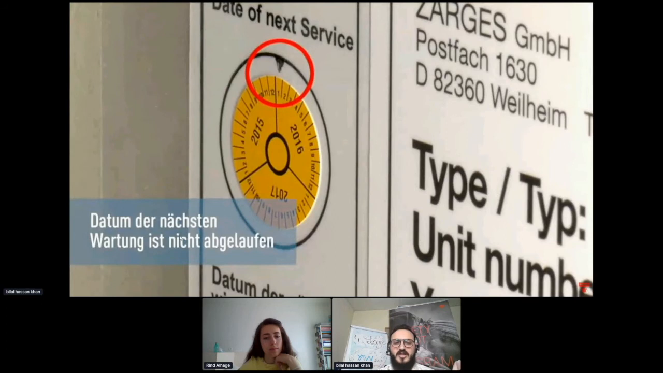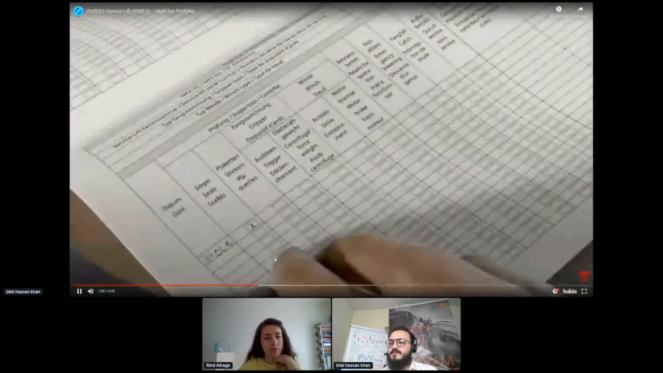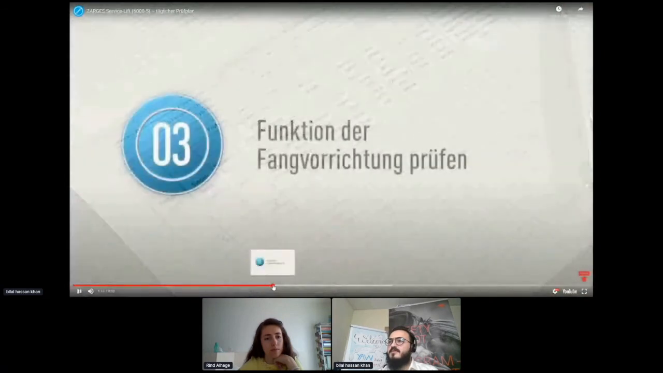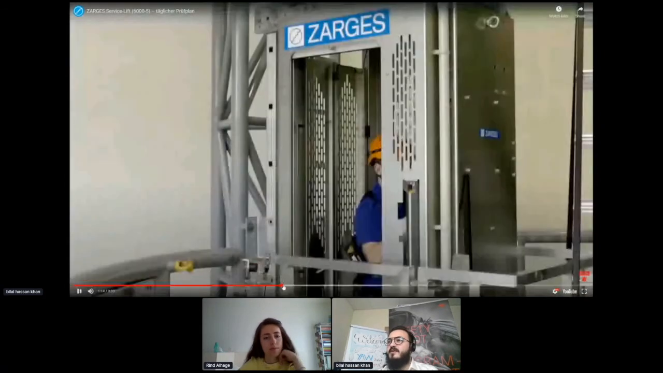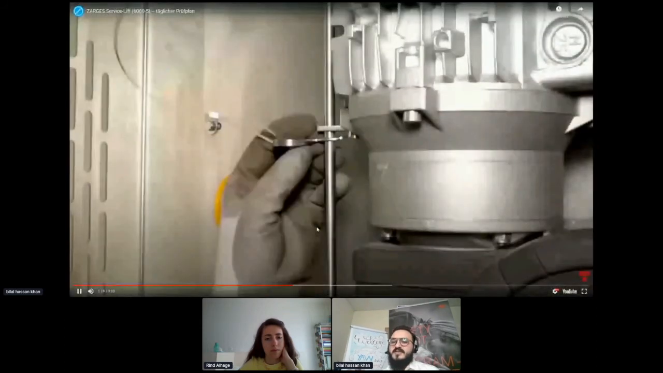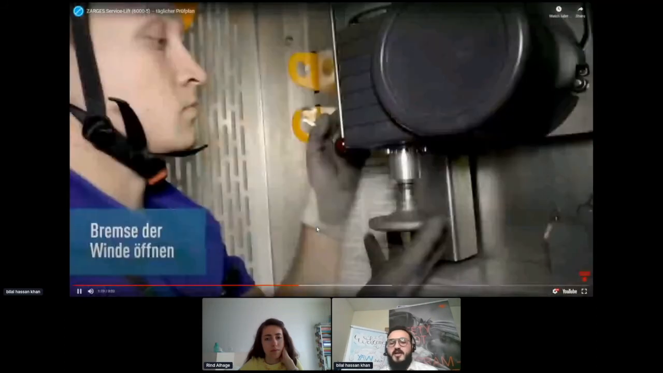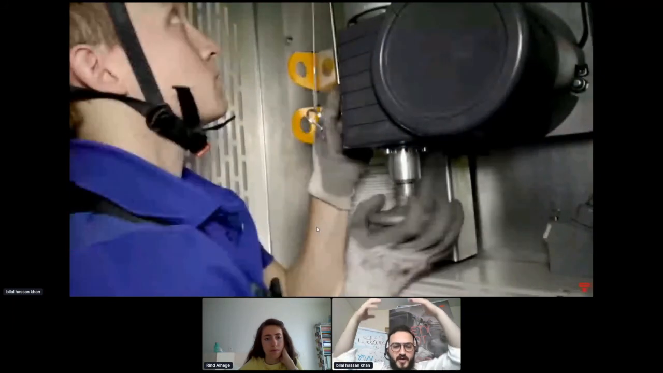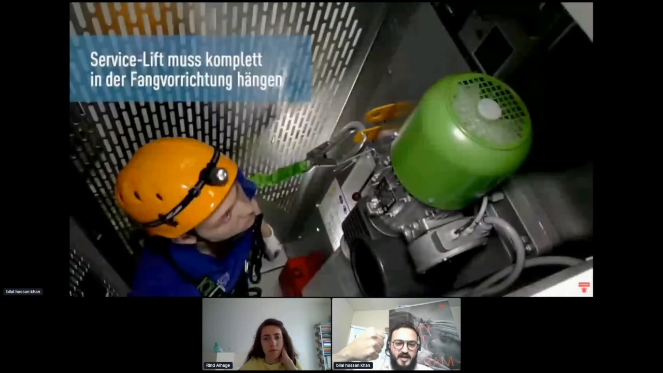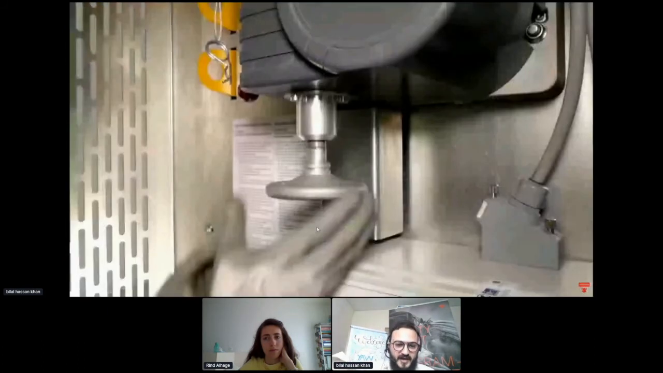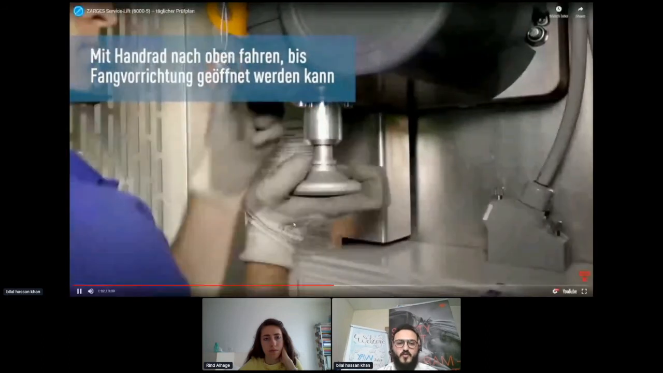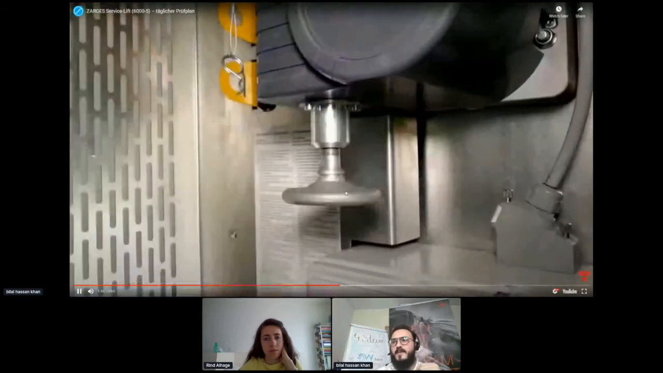So you have to check the states. When the inspection has not expired, then you have to perform some safety tests. This is the OSL device, the overspeed locking device. In case your lift comes down too fast, this locking device will hold your elevator and will not allow you to fall directly down. So this is the safety system, and we have to perform some tests while we are using the elevator.